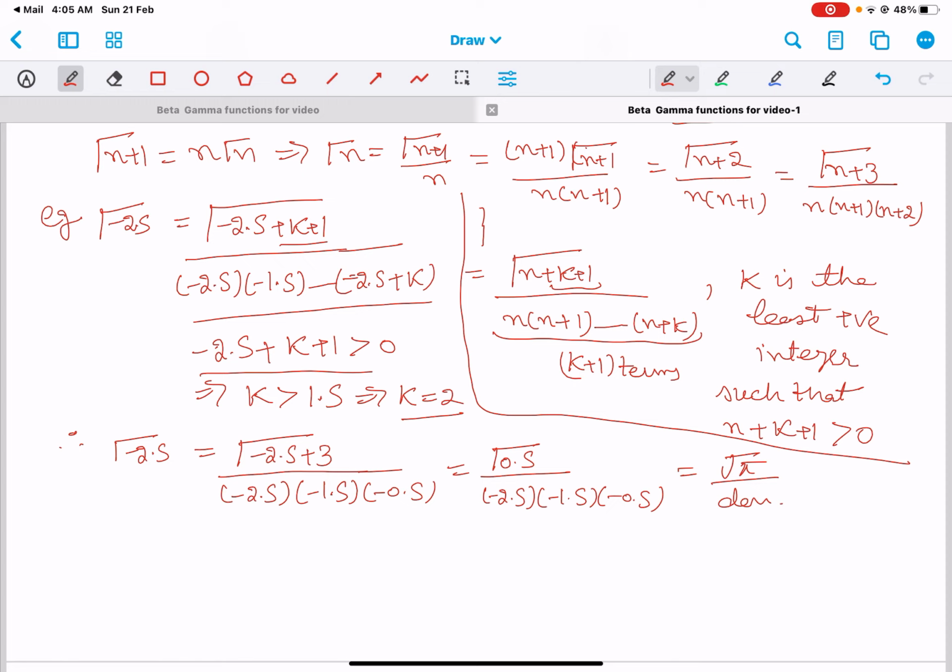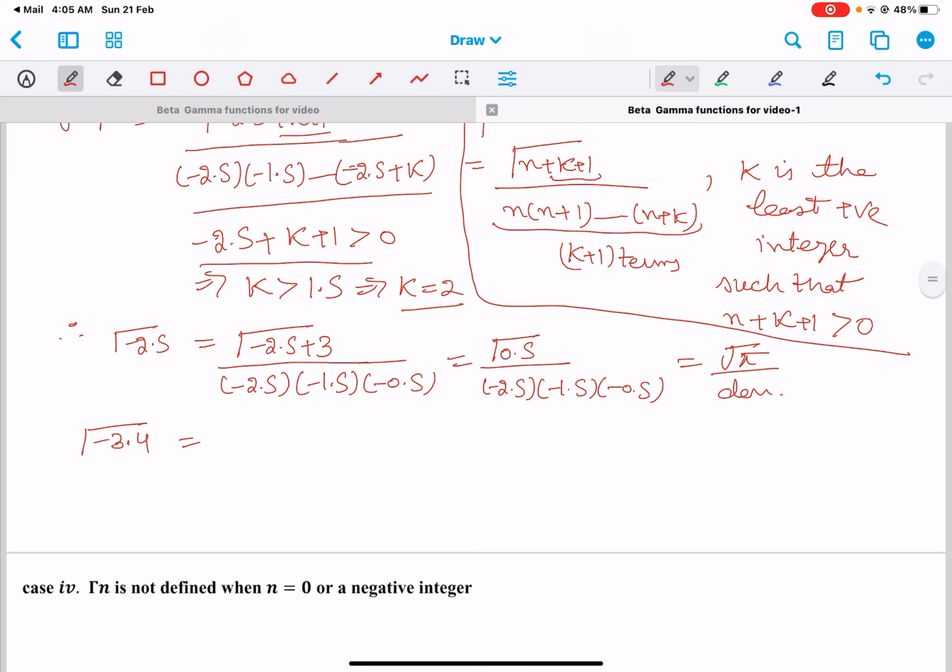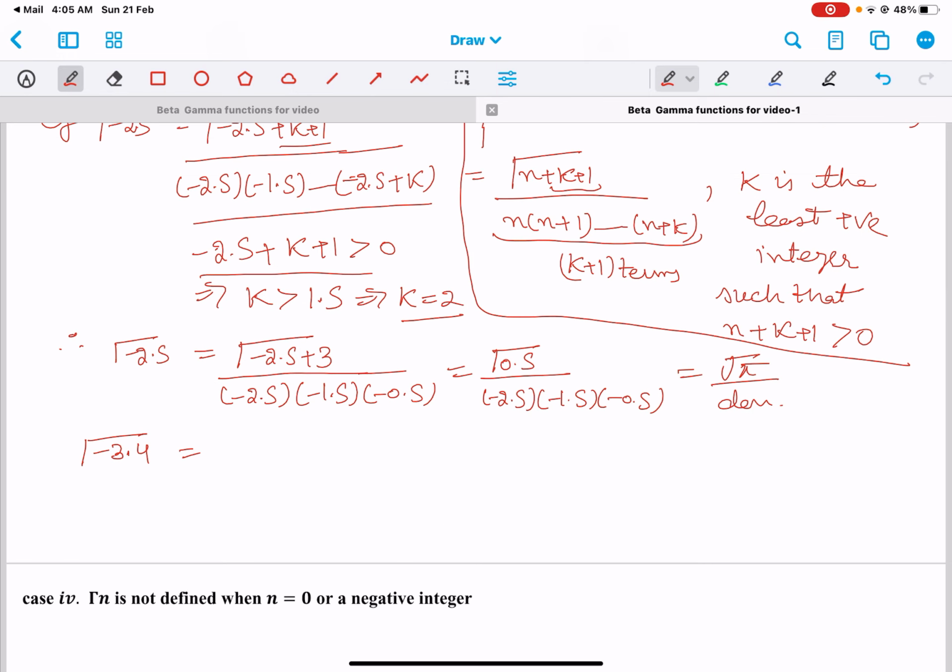Again, see another example. Suppose you want to evaluate gamma of minus 3.4. So this will be given by gamma of minus 3.4 plus k plus 1 upon minus 3.4. You can start writing this term up till the last negative number, minus 1.4, minus 0.4. And if I add another term in the denominator, it will be a positive number. So I will stop here.